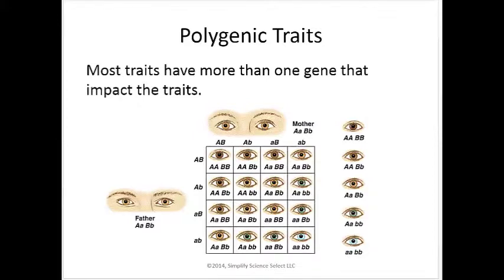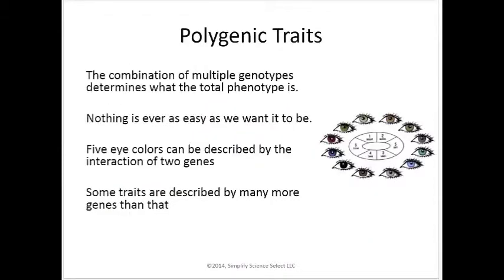Now, a lot of traits we have are polygenic. Poly meaning many, gene meaning the genes we're talking about, meaning that there are actually multiple different genes that code for the traits. For example, eye color. Eye color is encoded by two different genes, represented here by A and B. All those patterns come out to 5 different kinds of colors. So for polygenic traits, it's the combination of multiple genes that determines the total phenotype.